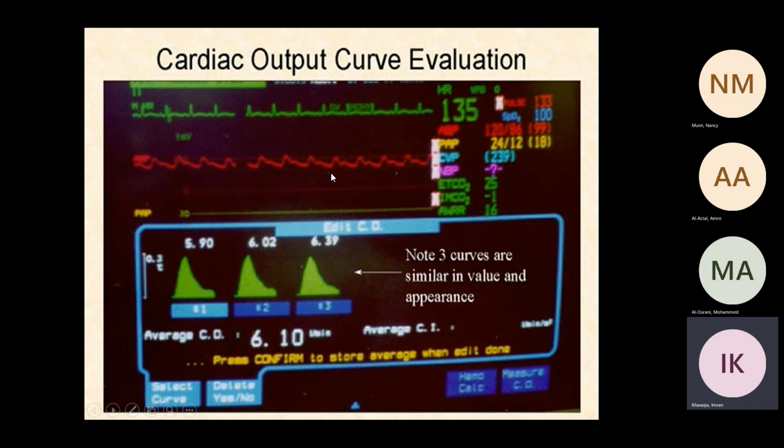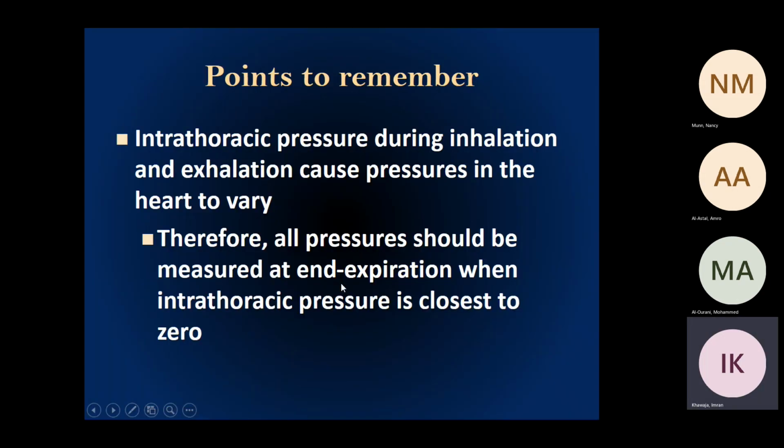And this is how it looks on the screen when you use the thermodilution. So you put the saline, and then this will be the shape of the curve. And depending on the area of the curve, there will be a cardiac output computed by the computer. Okay, so points to remember, like I said, the intrathoracic pressure affects your reading. Your measurement should be at the end of expiration, whether patients are on the vent or breathing on their own.